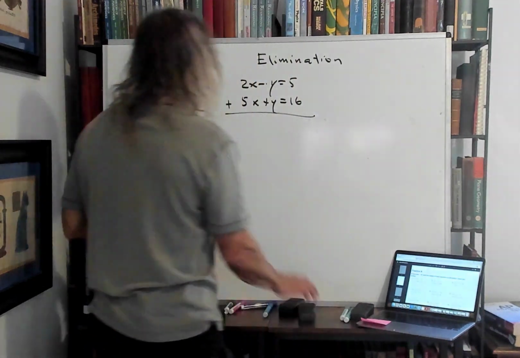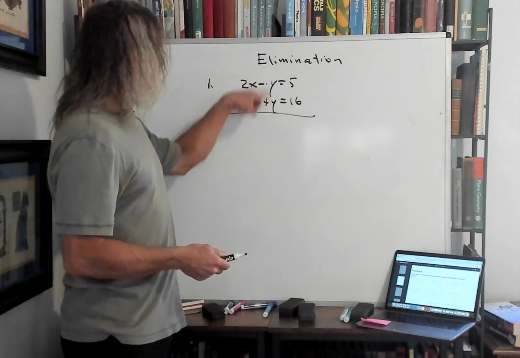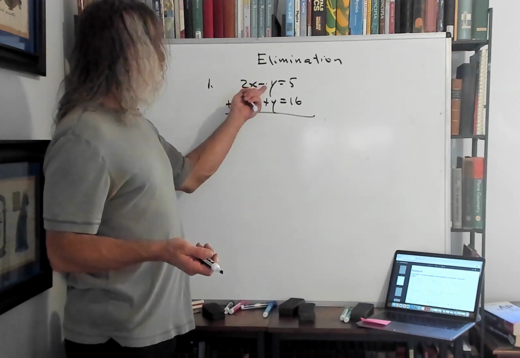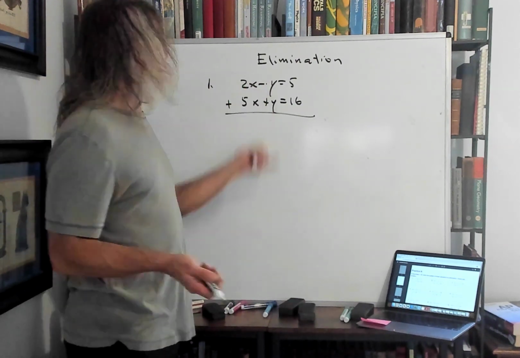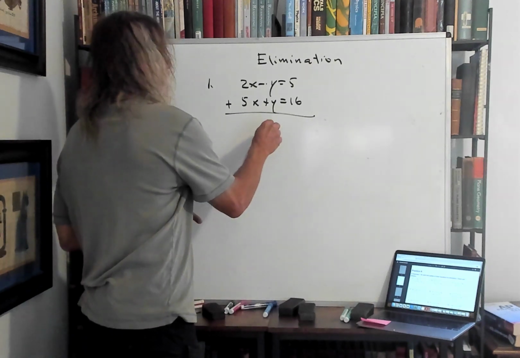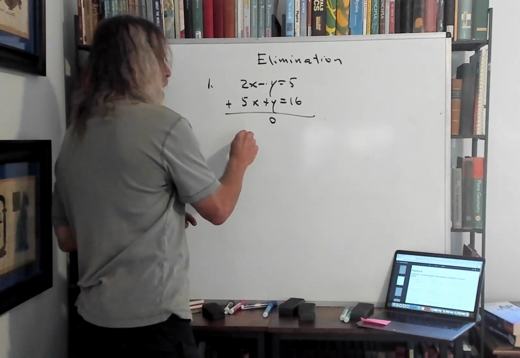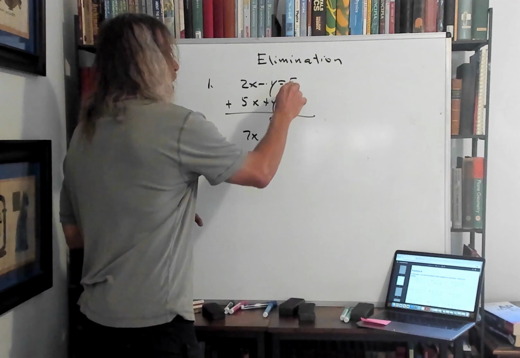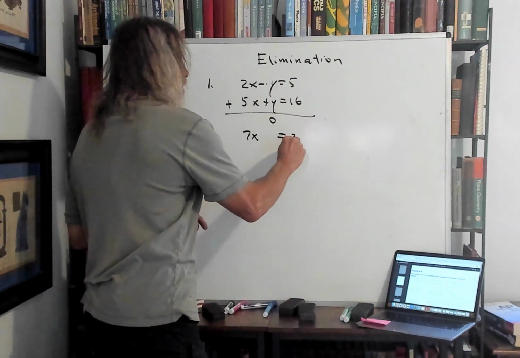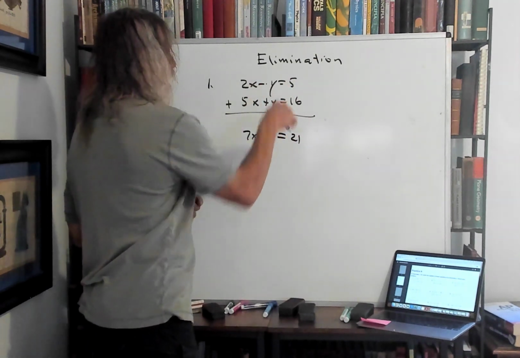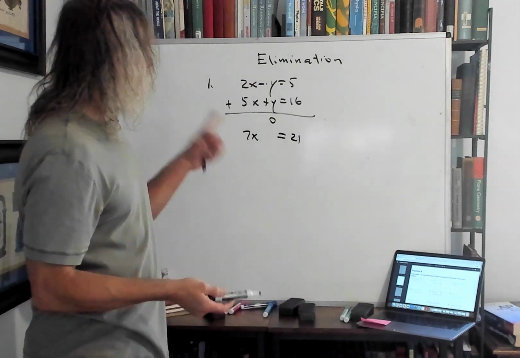So if we add these together, these cancel out. The number and its opposite is 0. So that'd be 0. 2 and 5 is 7, 7x. 5 and 16 is 21. We add down, like in columns. 7x is 21.